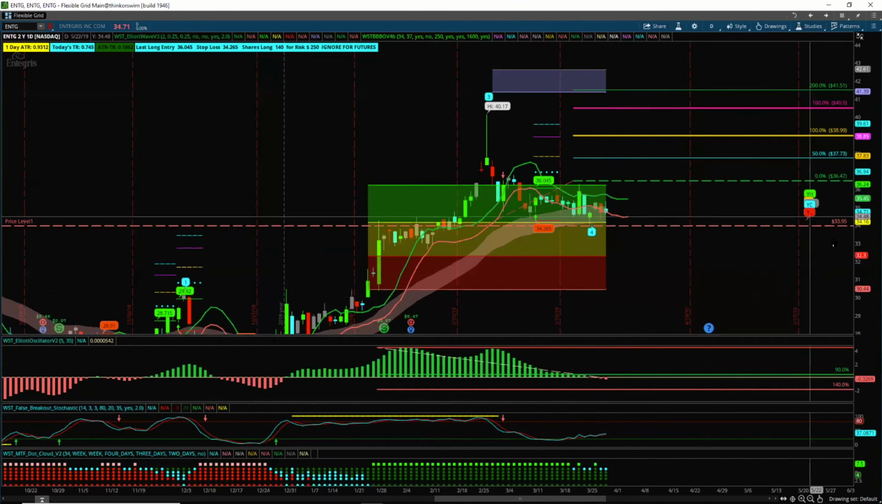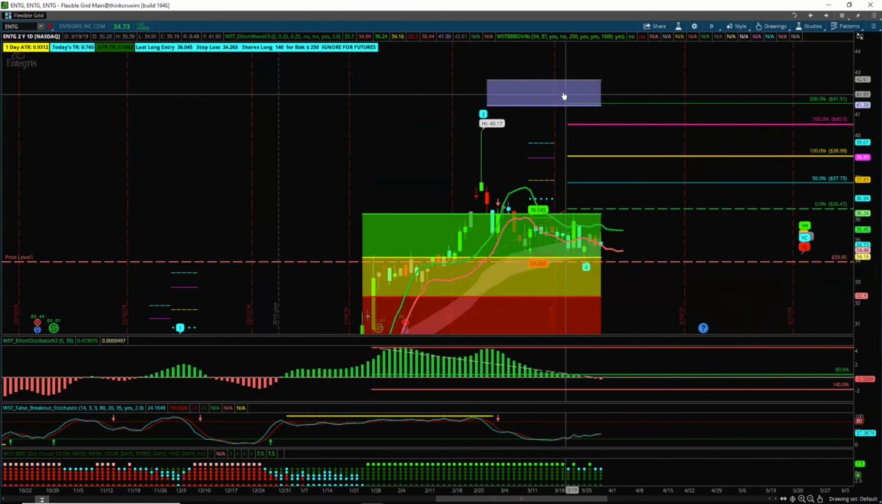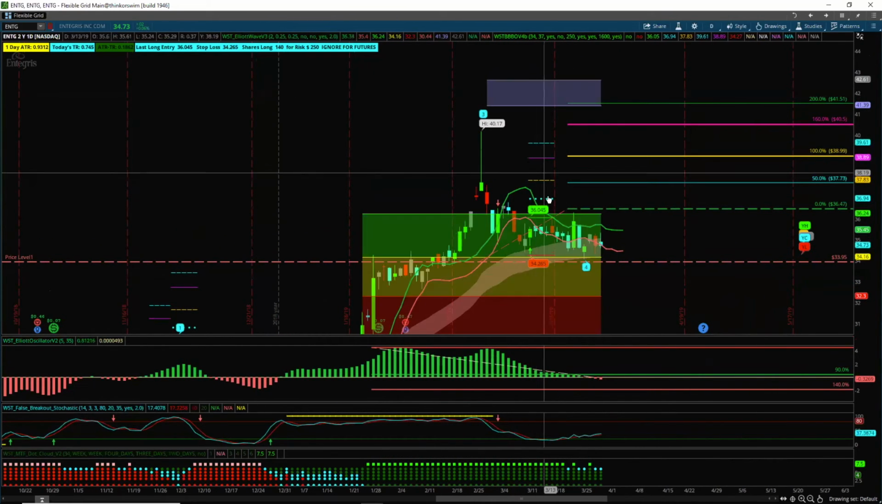Sensible entry strategy here to our automated target zone gives us up to $42, a really great risk to reward there. We just need that breakout through 36.47. So those are a couple of stocks I'm looking at on the daily time frame.